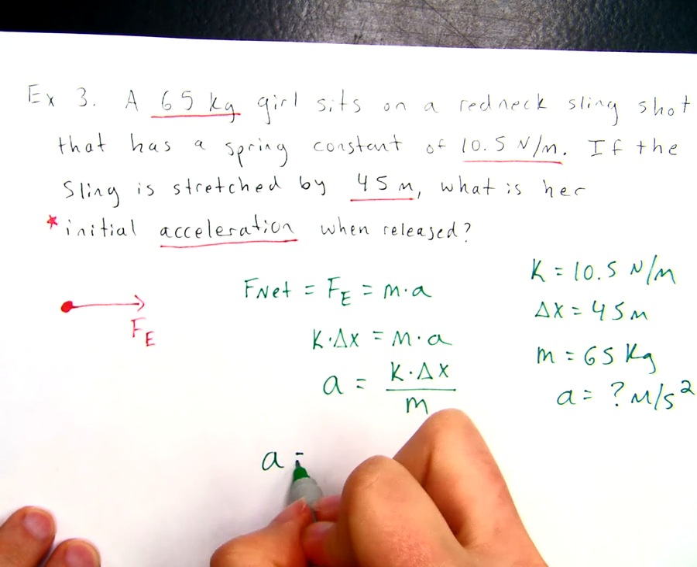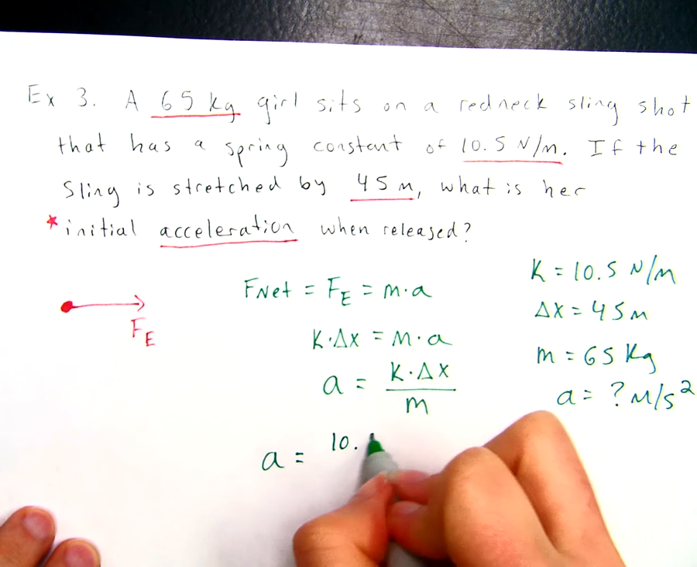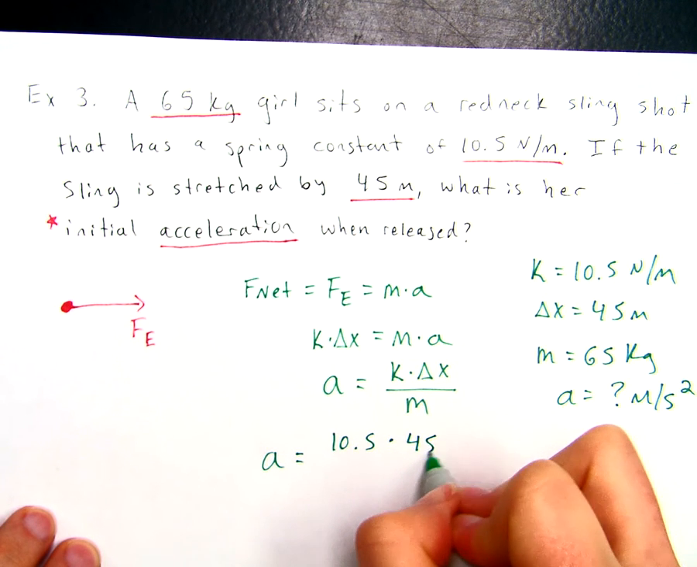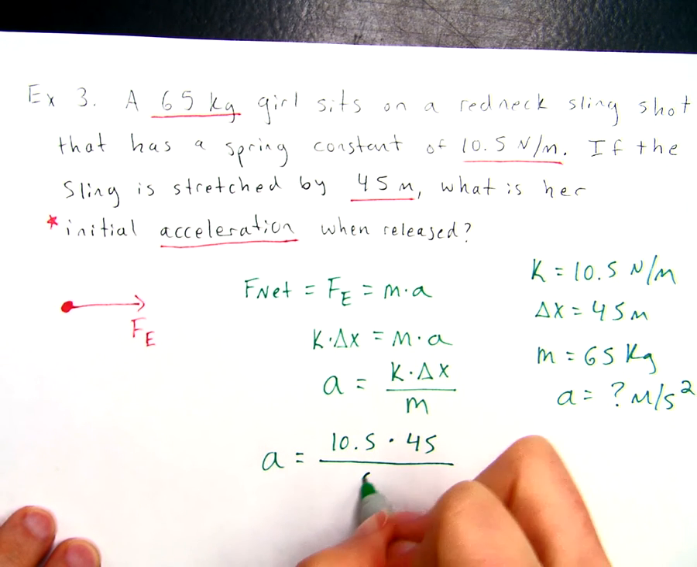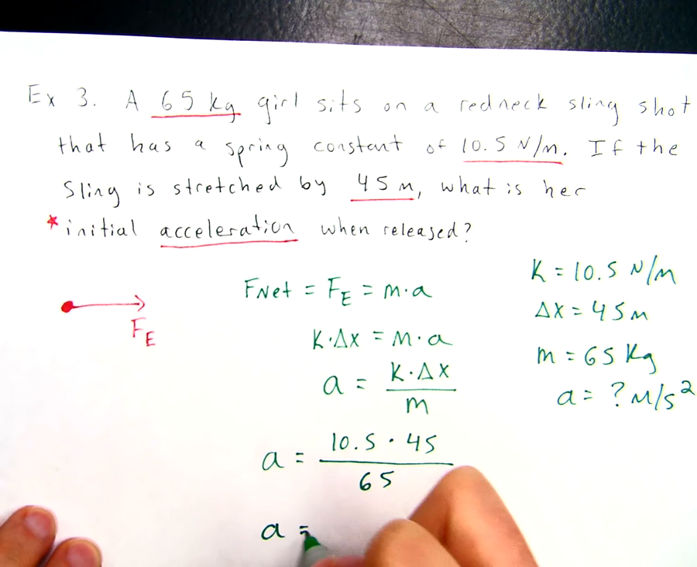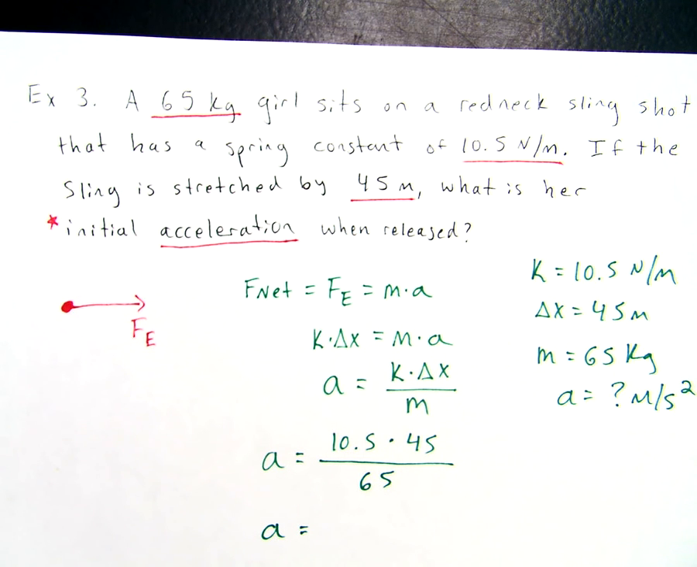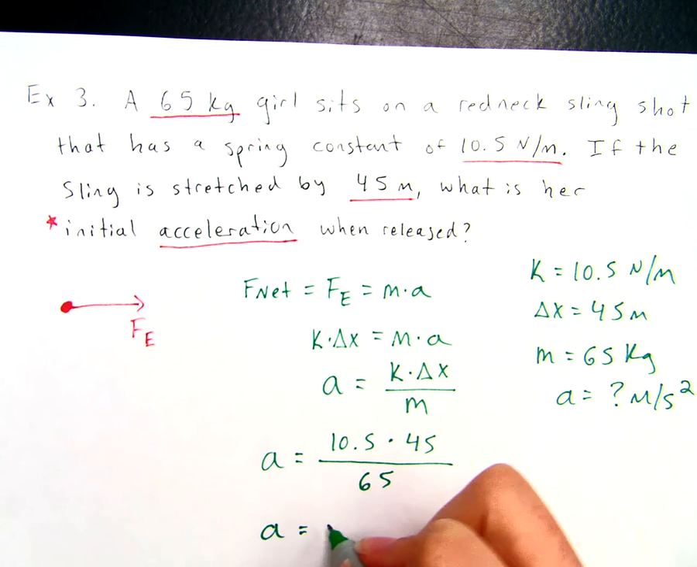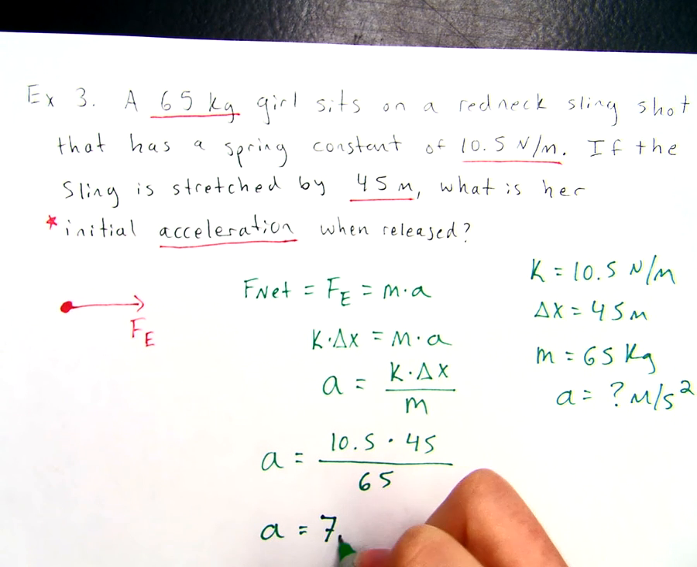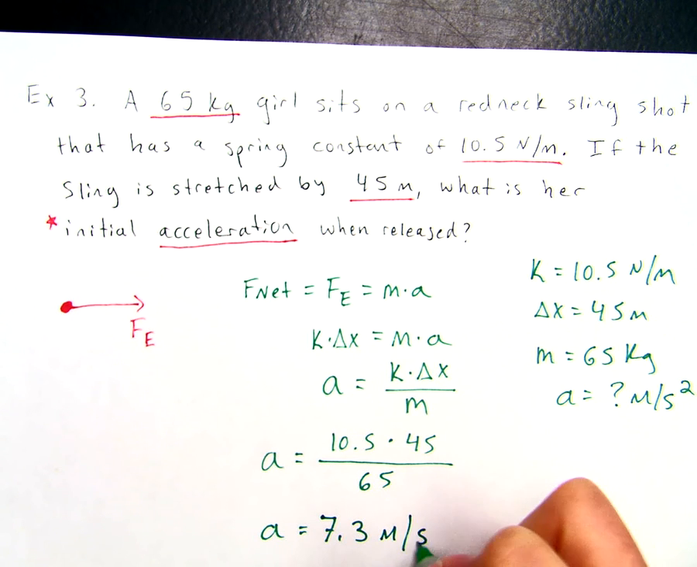So our acceleration will be equal to 10.5 times 45 divided by 65. You don't have to worry too much with parentheses in your calculator for this, but if you want to put the top numbers in parentheses, then divide by 65, it'll ensure you get the correct answer. Okay? So I have us finding an acceleration of 7.3 meters per second squared.